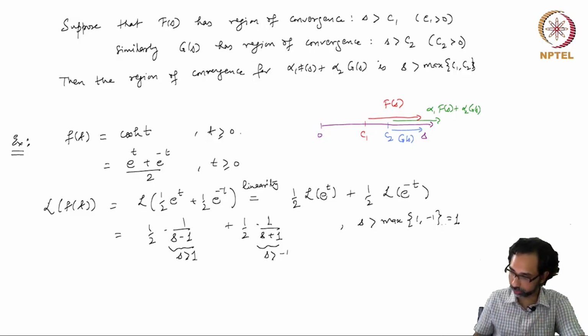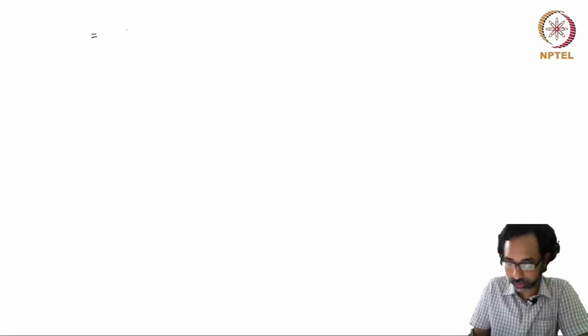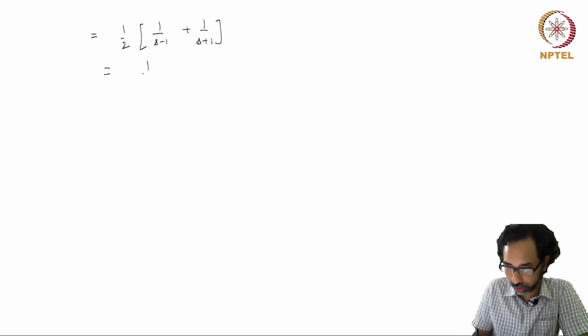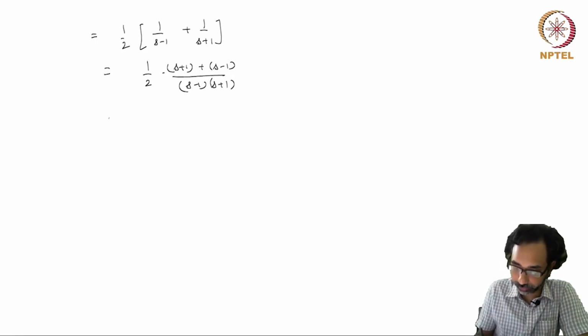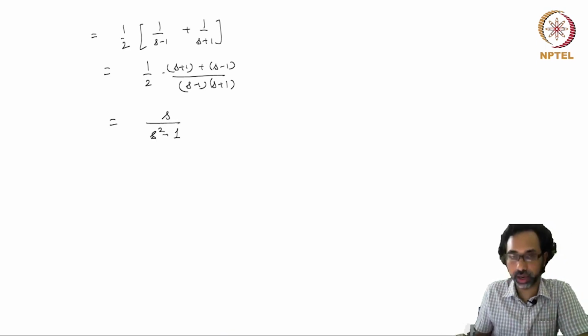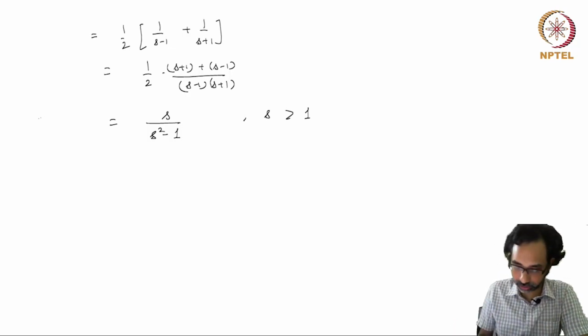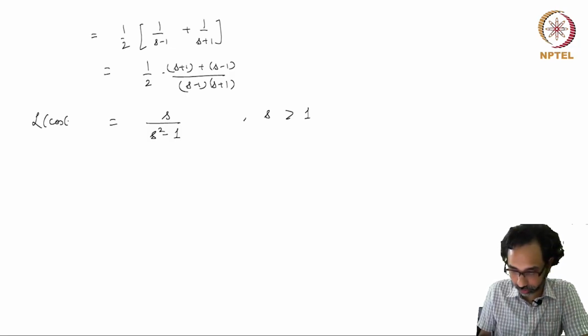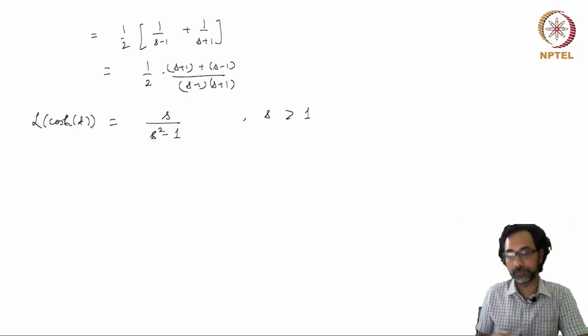So let's try to compute this expression. So we have half times 1 over s minus 1 plus 1 over s plus 1, and this is given by half times (s plus 1 plus s minus 1) over (s minus 1 times s plus 1), which is s by s squared minus 1, and we have seen that this is valid for s greater than 1. So this is the Laplace transform of the function hyperbolic cosine t.